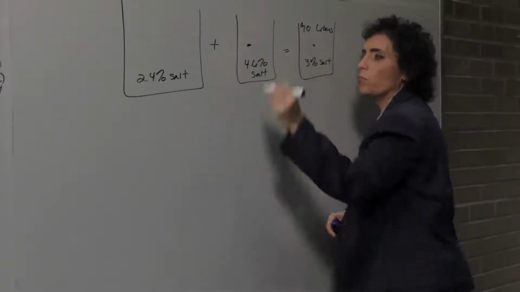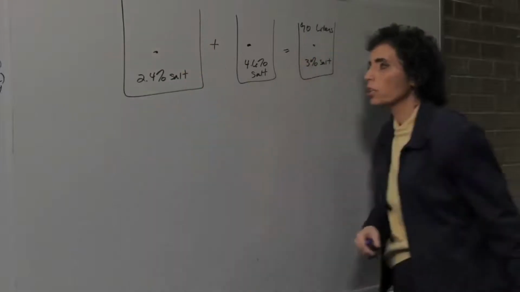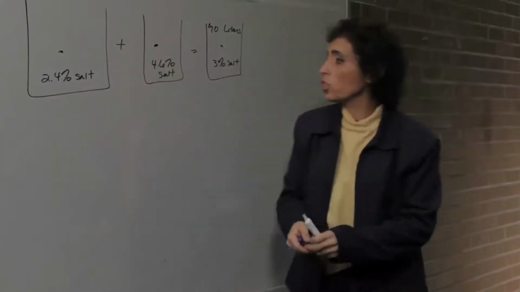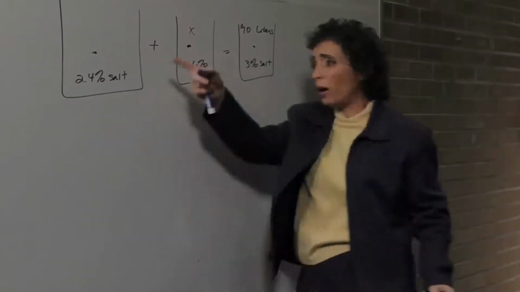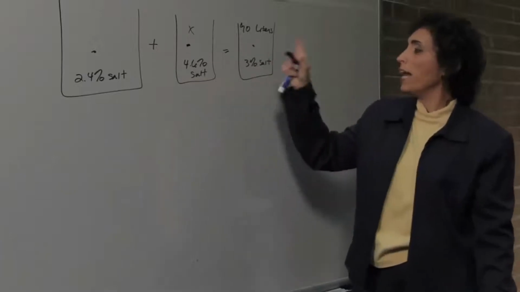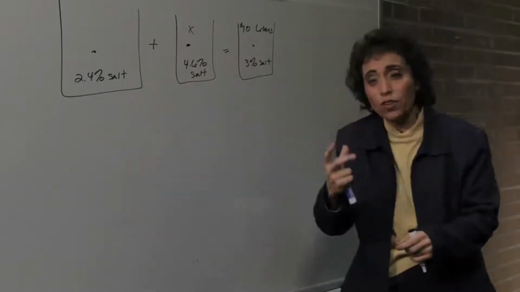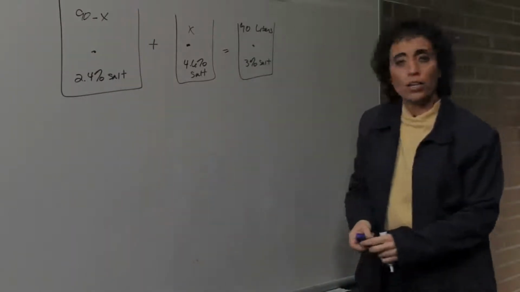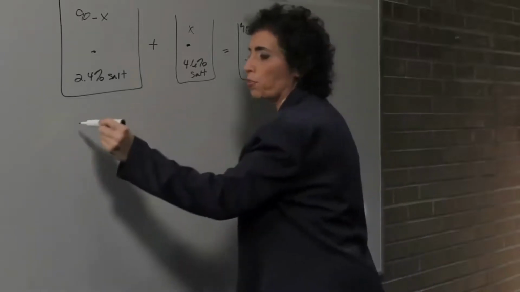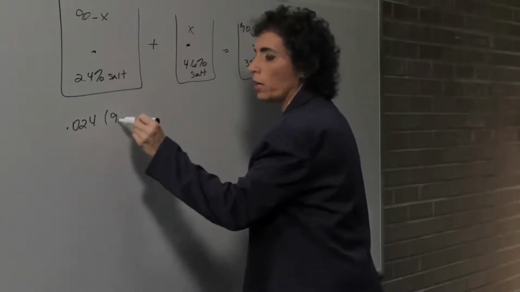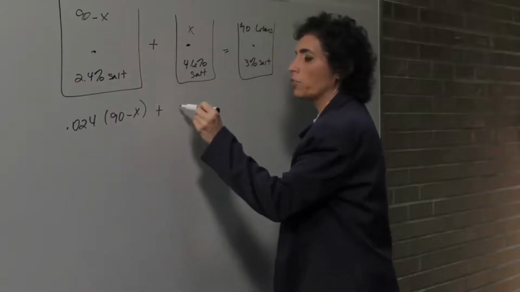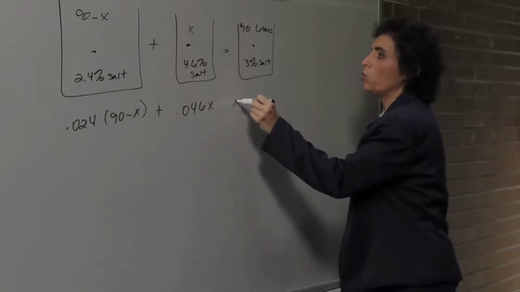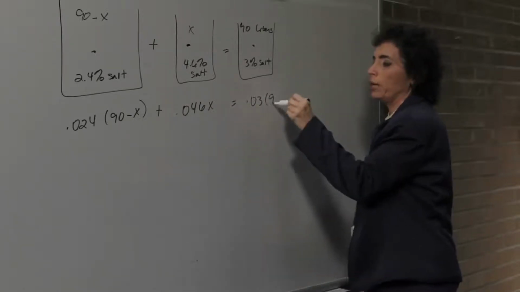Remember, we need everything in these beakers, the amount and how much, how many and how much, and we're going to multiply them. Well, again, we don't know about either one, so it doesn't matter which one we call x. We can call this one x or that one x. But now if we have 90 liters, but we used up x of it, this is 90 minus x. So now we can solve the problem. 2.4% is 0.024 times 90 minus x plus 0.046 times x equals 0.03 times 90.